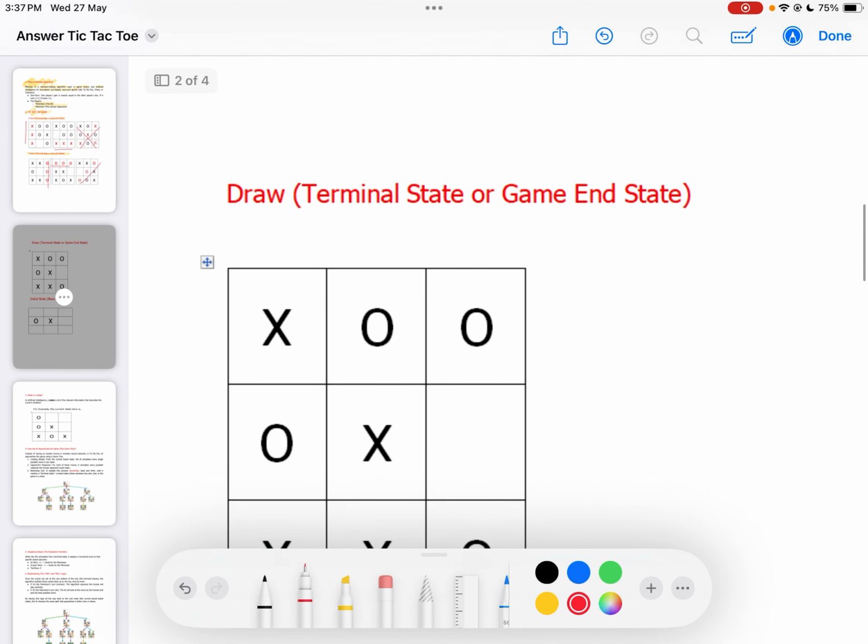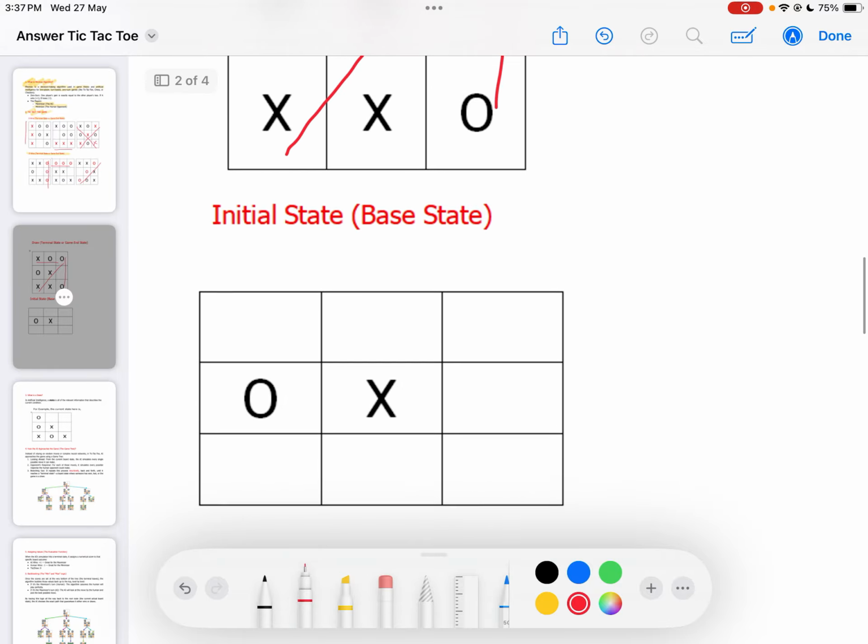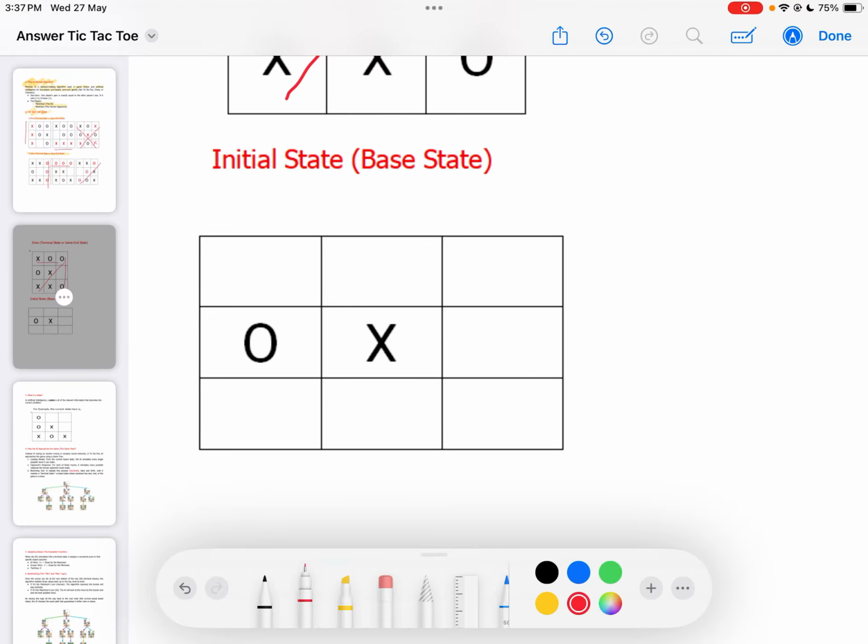Next is the draw state. What is a draw state? A draw state is where there is no horizontal, no vertical, and no continuous X, and also no diagonal. So this state is a draw state. Now let's come to the initial state. This is the first state, where in the first step the AI places X in the center. The human might place in any of the other 8 boxes. This is the base state.